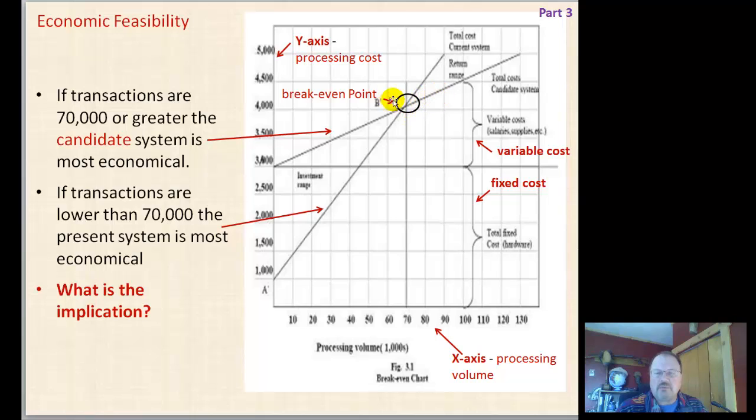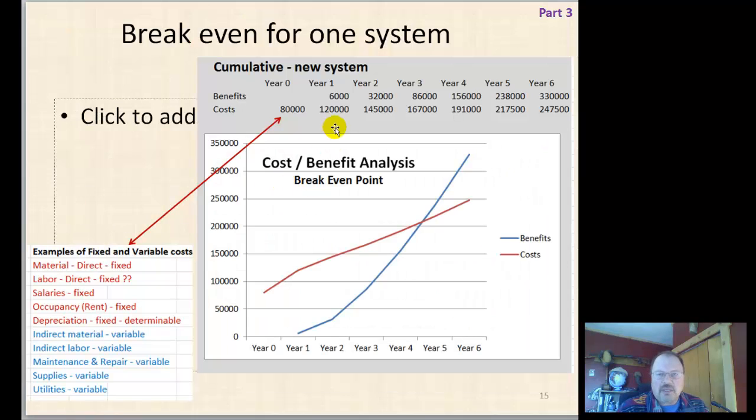Beyond that break-even point, it costs you less to actually produce this particular stuff with the new system than the old, even though you have a certain amount of cost associated with developing and implementing that new system. Okay, so if I intend to grow, if I intend to produce more, this new system makes sense. If I'm going to scale back the production on a particular item, it doesn't make sense. That's the point. All right, break even for one system.